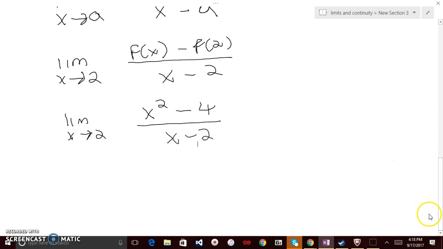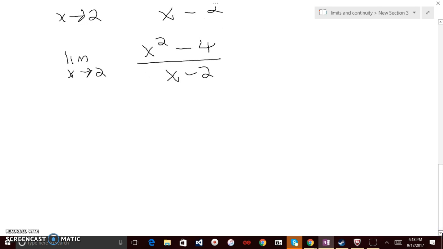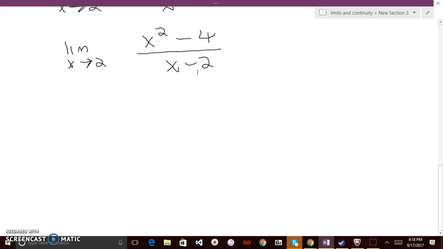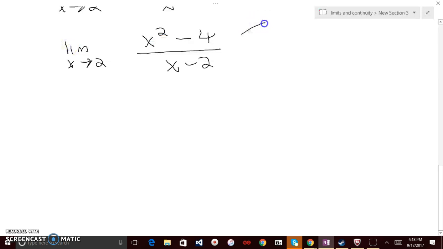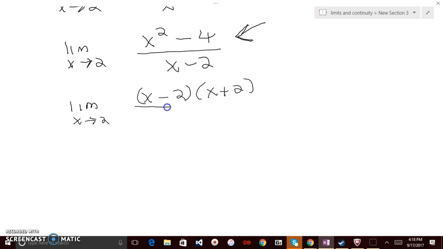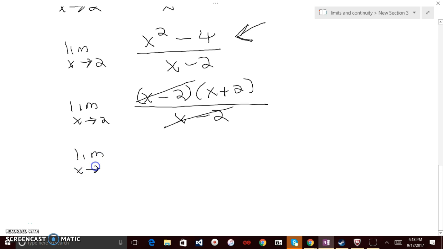So now if you look at this expression, if you've taken any basic algebra, you can tell that the numerator right here is basically the difference of two perfect squares. So we can rewrite it as the limit as x approaches 2 of x minus 2 times x plus 2 over x minus 2. And you can see that this cancels out with the denominator. And so what we're left with is the limit as x approaches 2 of x plus 2.